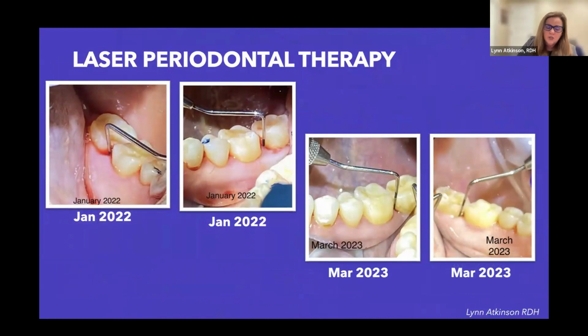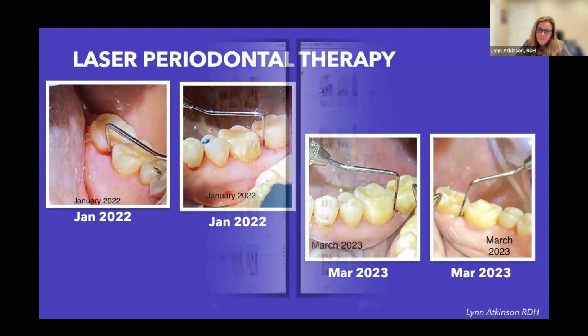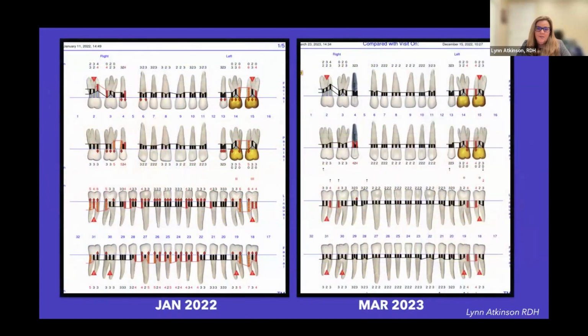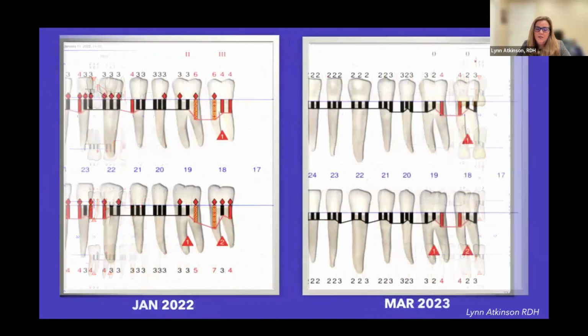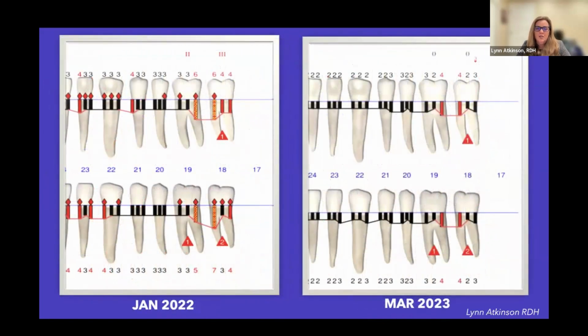As far as the perio charting, there was a 6 and a 7 millimeter pocket depth, a lot of bleeding. You can see in March that tissue's blanching. There's really no bleeding. And this is what it looked like on the perio chart before and afterwards. So you can see she had class 3 mobility on number 18, class 2 mobility on 19, with a 6 and 7 millimeter pocket depth and bleeding.